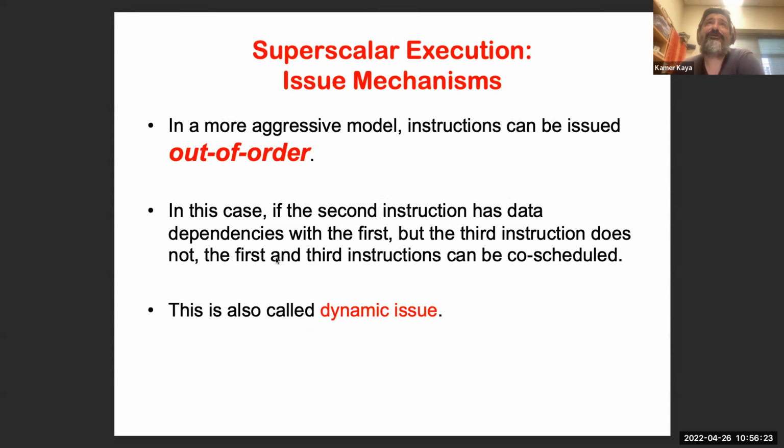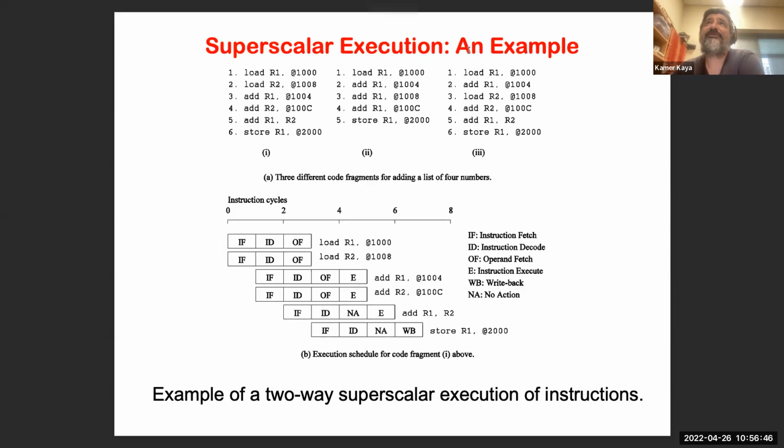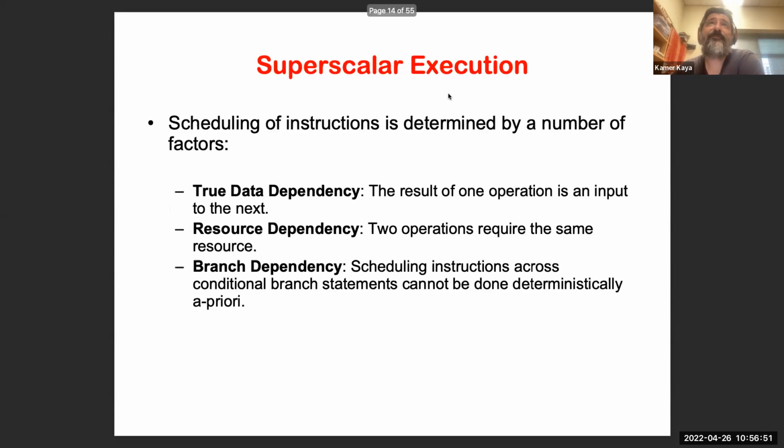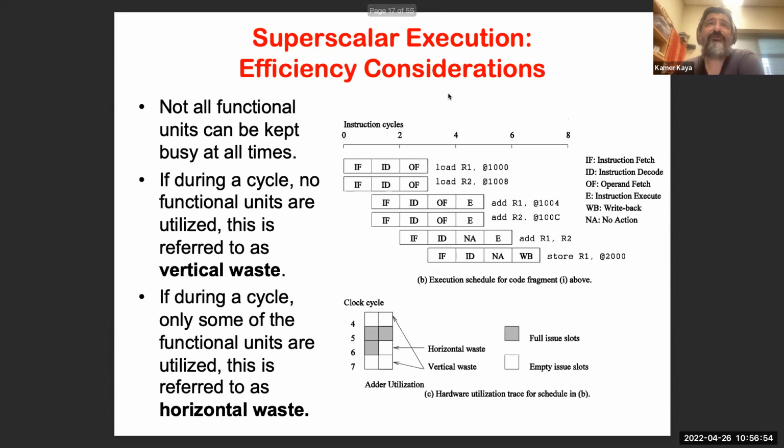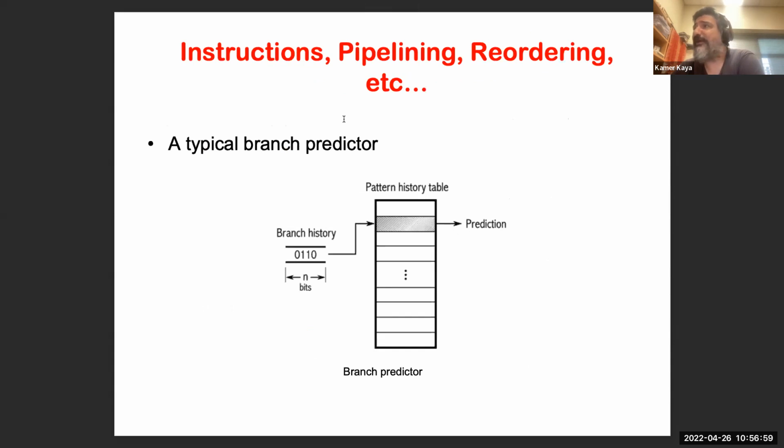You can have out-of-order execution, so you can reorder the instructions. You can have a window and check what you can execute in the next five instructions. Okay, I'm getting this one, and then you can have better performance. For instance, if the second instruction has data dependencies with the first, but the third instruction does not, the first and third instructions can be co-scheduled. This describes the situation exactly here. You cannot execute 1 and 2, but you can execute 1 and 3. So we are doing these kinds of things to improve performance on a single processor.